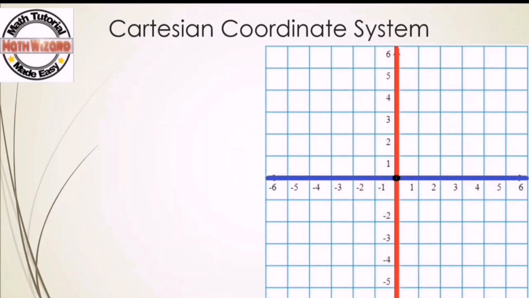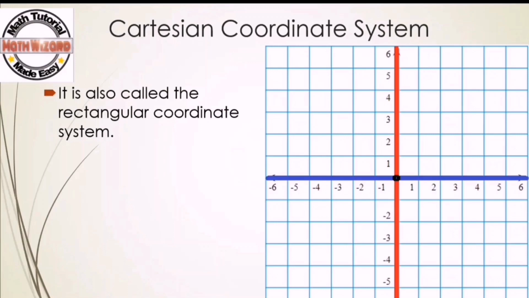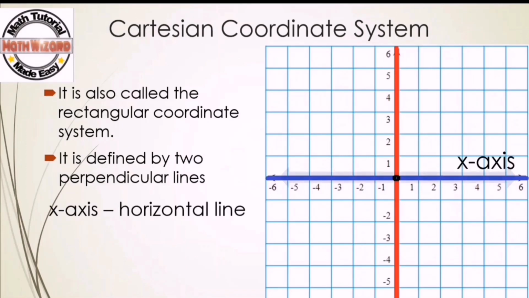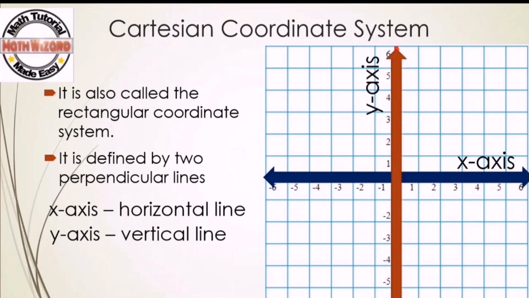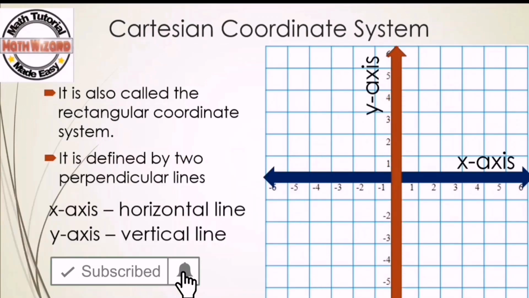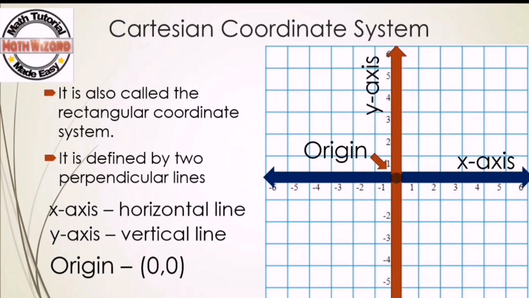What is the Cartesian Coordinate System? When we say Cartesian Coordinate System or Rectangular Coordinate System, it is defined by two perpendicular lines, the x-axis and the y-axis. The x-axis is the horizontal line that measures the value of x, while the y-axis is the vertical line that measures the value of y. And then, our origin. The origin is the intersection of the x and y-axis, which is located at (0, 0).